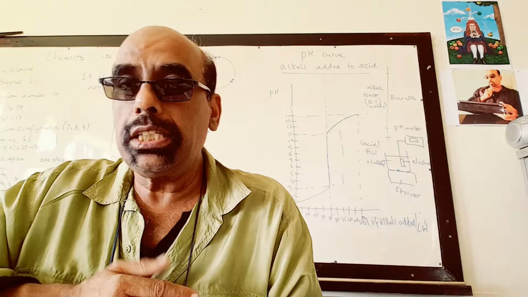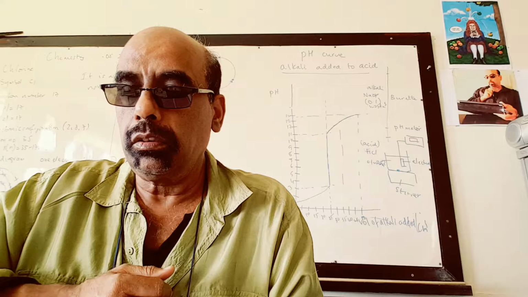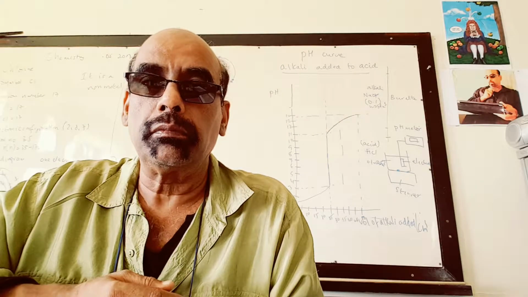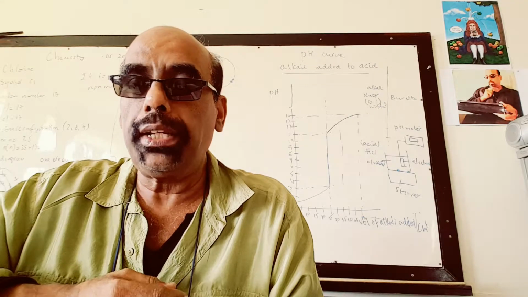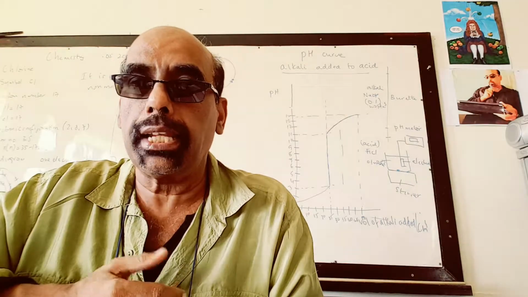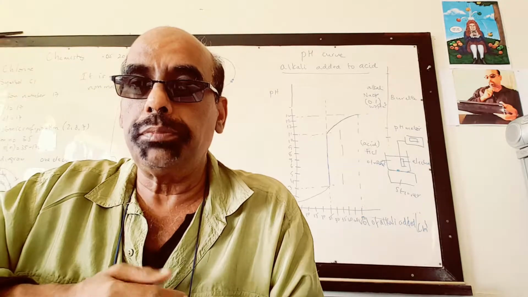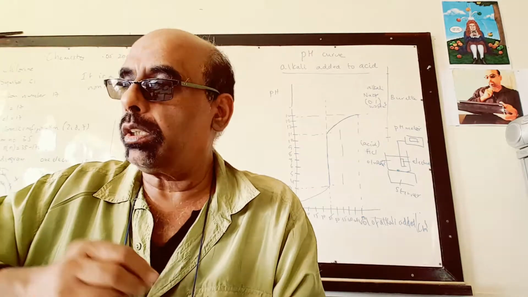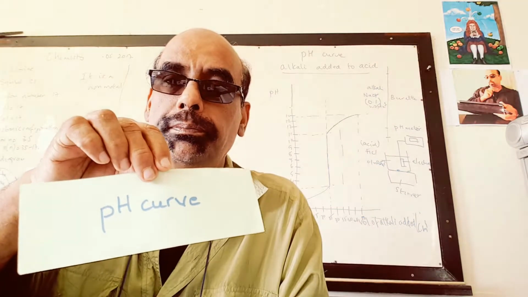The variation of pH of an acid solution, when an alkaline solution is added, gives us a pH curve.